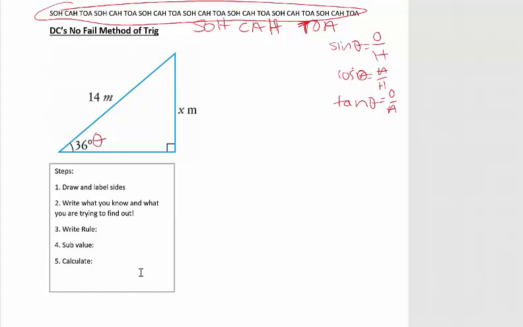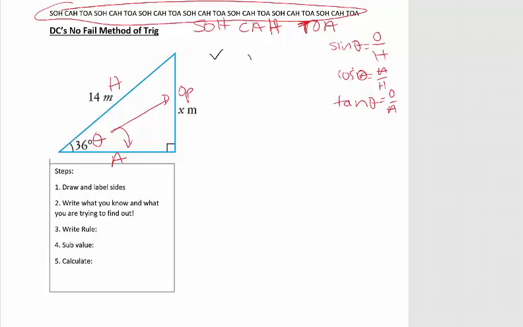Here's my angle. Hypotenuse is always the longest side, opposite the right angle. This side here is opposite the angle that I'm talking about. And this one here is adjacent. So I've now labelled my angle.